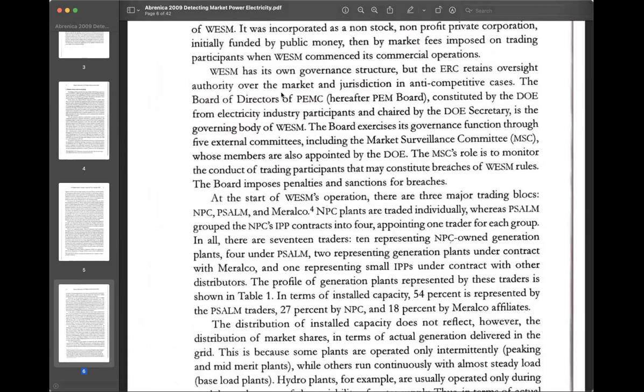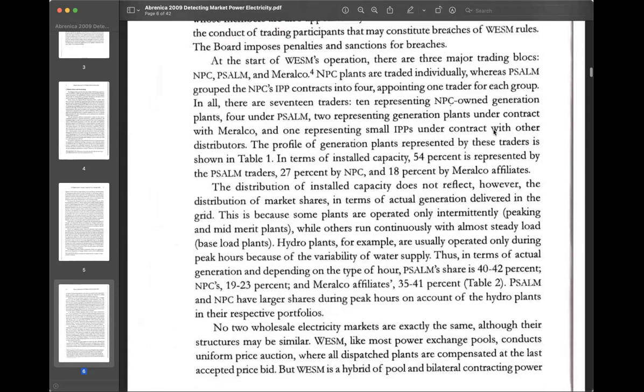Another paragraph here which introduces the people involved is that the WESM has its own market structure. Okay, the ERC retains the oversight, but then there is the PMC, which has its own investigatory powers, constituted by the DOE. So here are the major players, major trading blocks: NPC itself, PSOM, and Meralco. But in terms of operating capacity or installed capacity, 54% is PSOM.